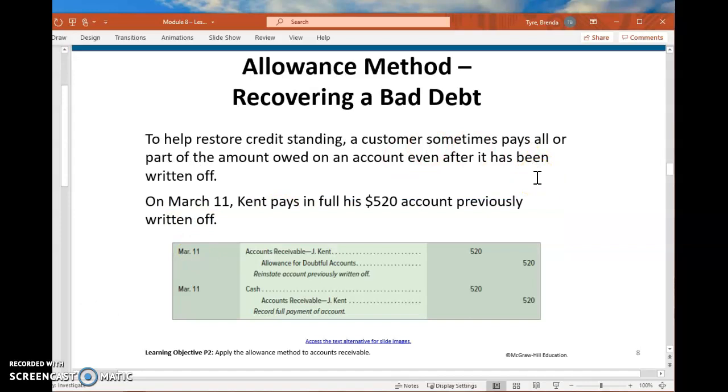If we collect the accounts, then we'll do the same thing like we did with the direct method, except we'll put it back against the allowance for doubtful accounts. And then when we receive the payment, we debit cash and credit accounts receivable. So now we restore our estimate back up to the $1,500.